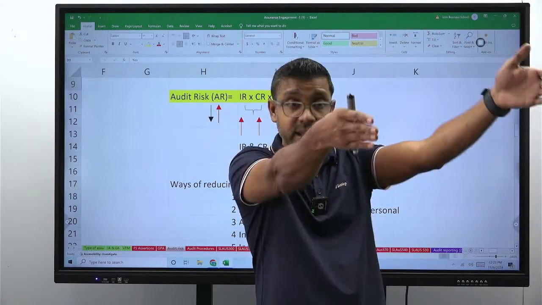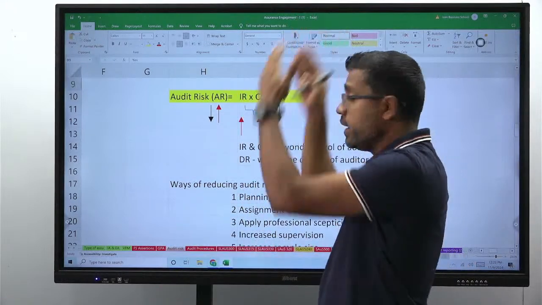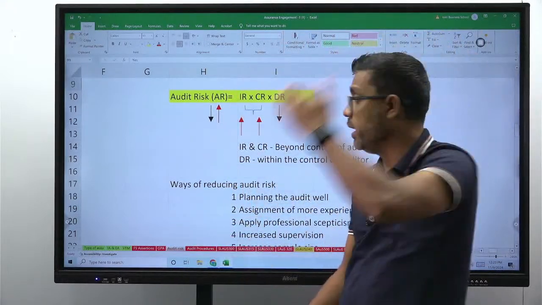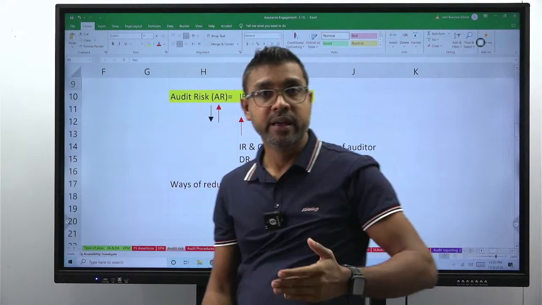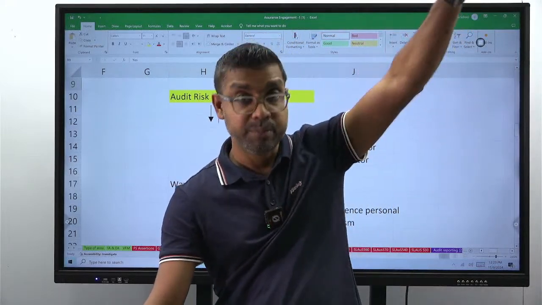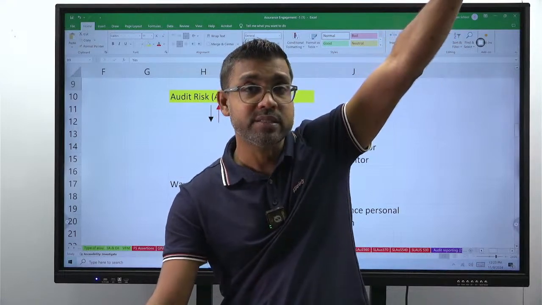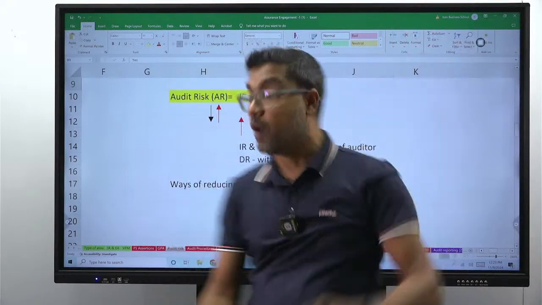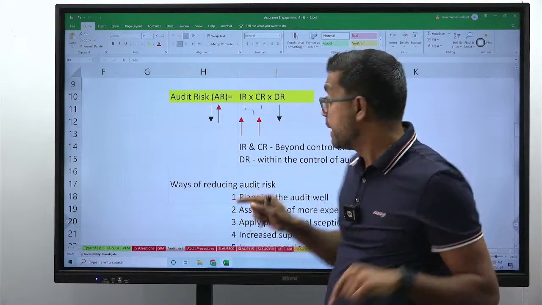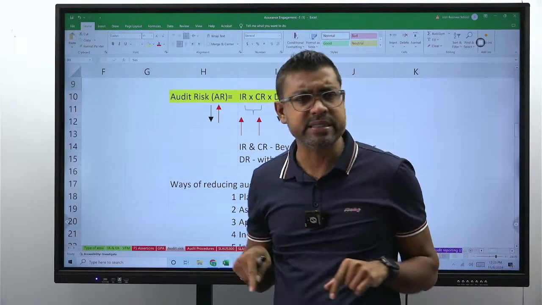You're auditing a high risk client. Why am I saying high risk client? Inherent risk is high, control risk is also high. Obviously, audit risk is high. Most probably you will end up giving an inappropriate opinion, meaning you will say financial statements give a true and fair view while there are material misstatements. That's the risk. Can we reduce these two, inherent risk and control risk?